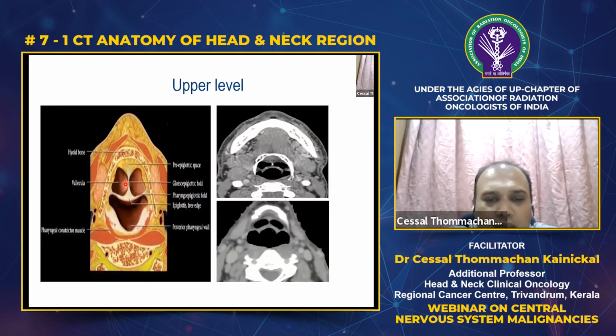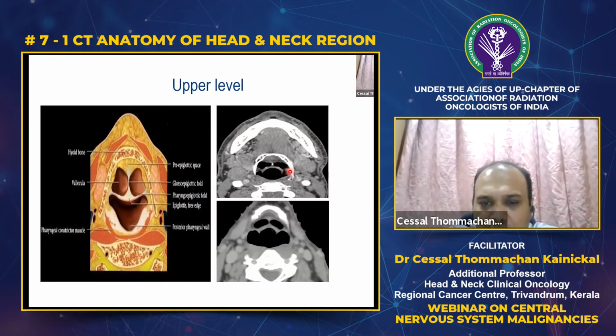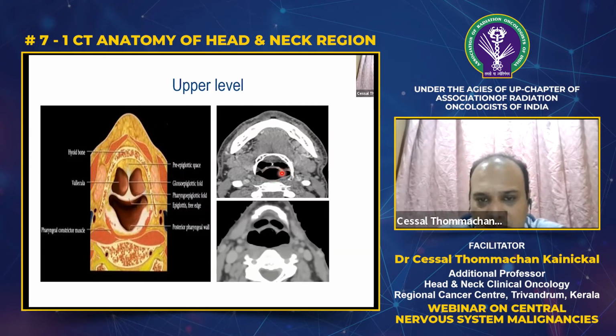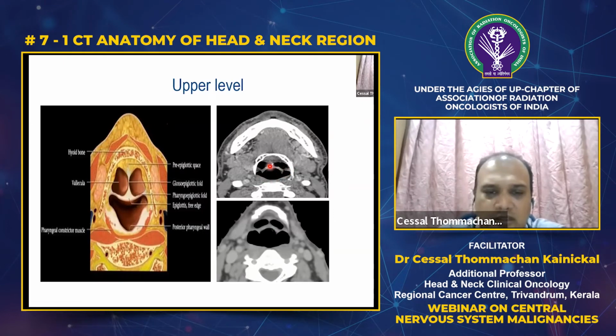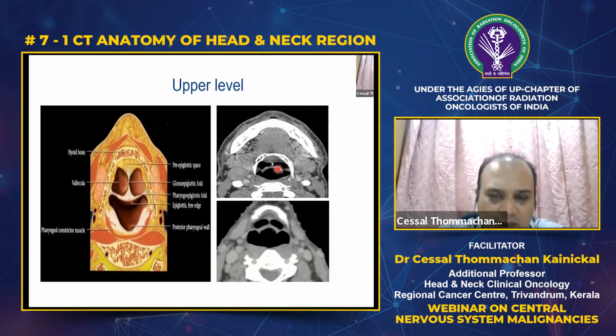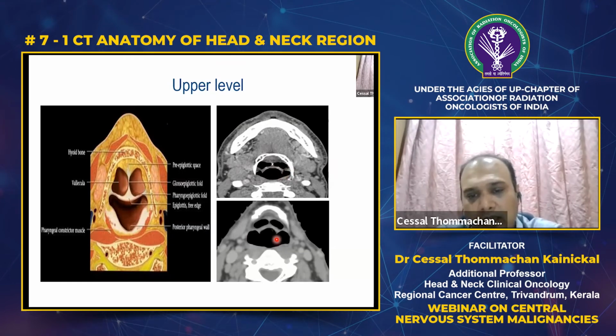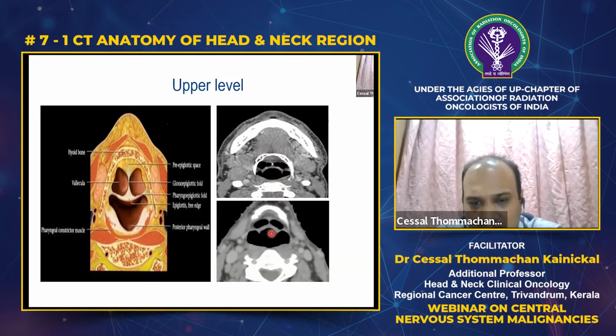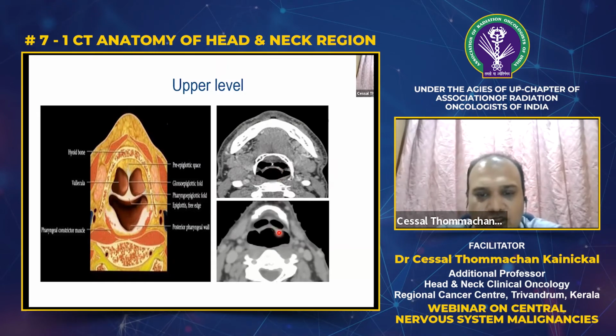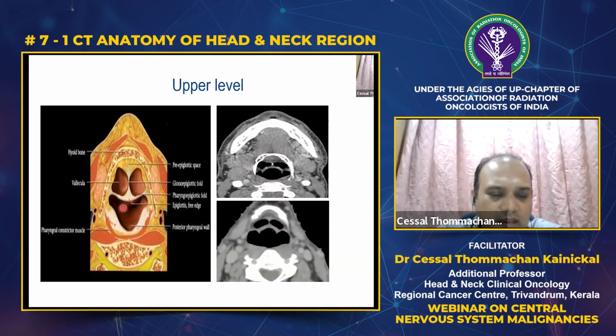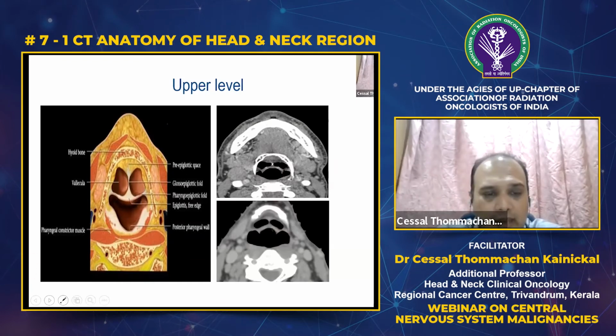This is how it looks in a CT scan. This is the median glossoepiglottic fold, and this is the vallecula. This is the lateral pharyngoepiglottic fold, or lateral glossoepiglottic fold. And this is the epiglottis, which is connected to the pharynx by the pharyngoepiglottic fold. This is the caudal limit of the oropharynx. Then the epiglottis continues as the aryepiglottic fold, and posteriorly is the piriform sinus, which we will discuss when we discuss the larynx.